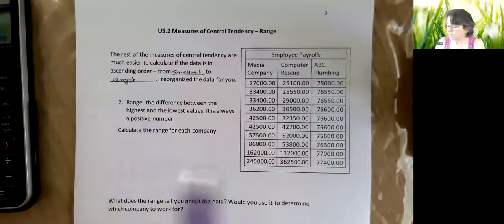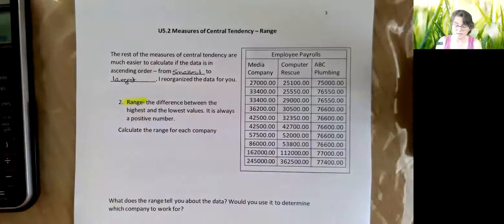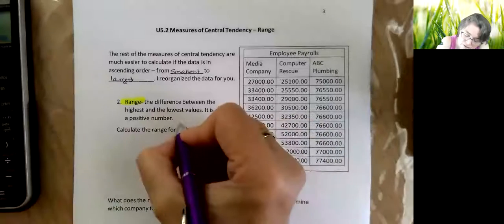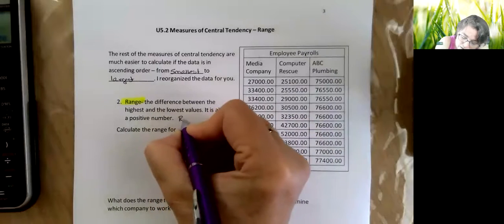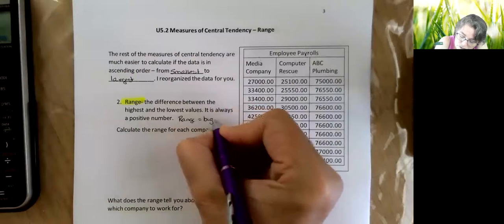So range is simply the difference between the highest and lowest values. It's always a positive number. So range is basically big minus small.